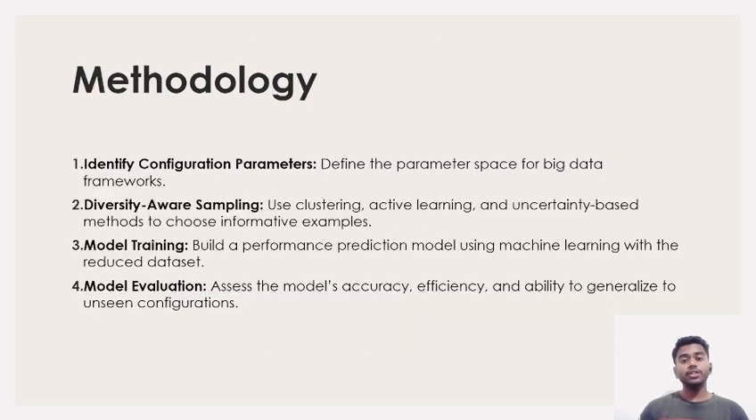The methodology used is: identify the configuration parameters, diversity aware sampling, model training, and model evaluation. Identifying the configuration parameters includes defining the parameter space for big data frameworks. In diversity aware sampling, we use clusters, active learning, and uncertainty based methods to choose the informative examples. Model training is to build a performance prediction model using machine learning with the reduced dataset. And lastly, model evaluation is assessing the model's accuracy, efficiency, and ability to generalize to unseen configurations.